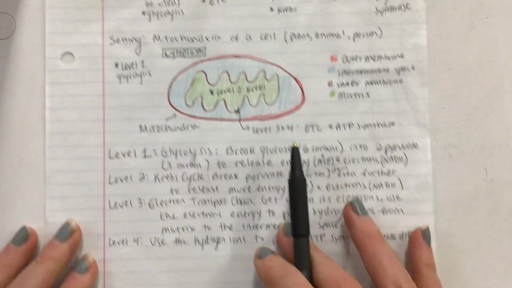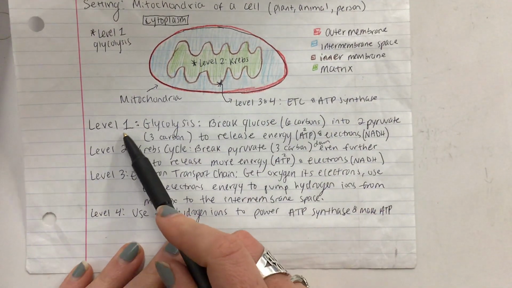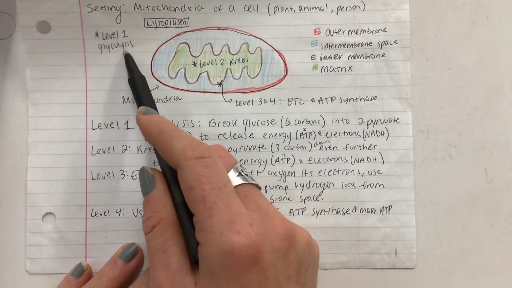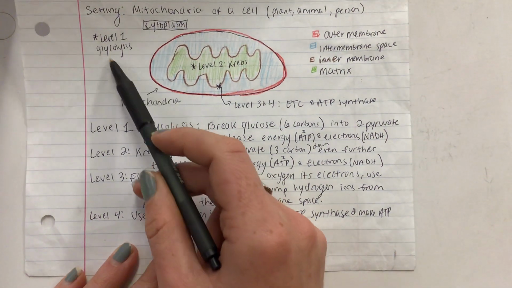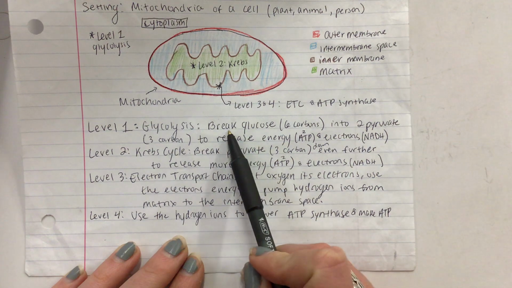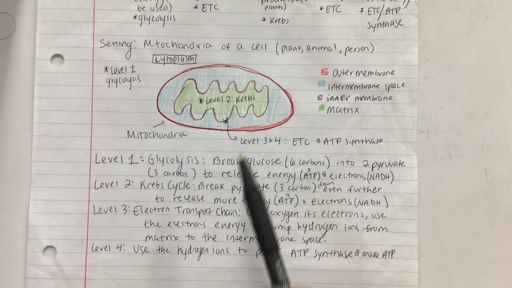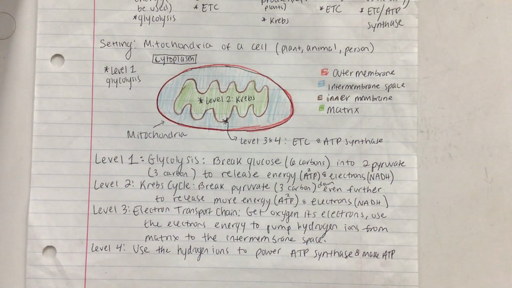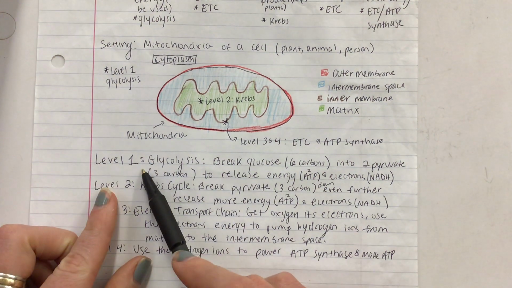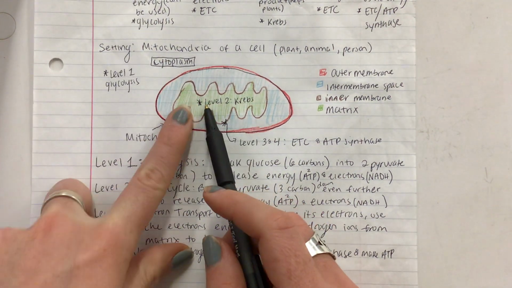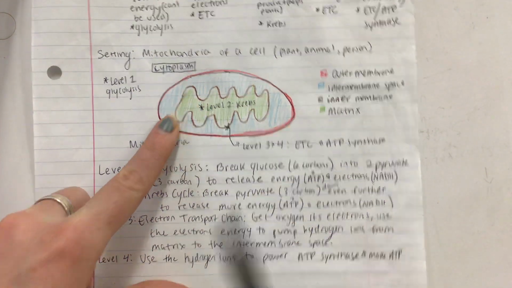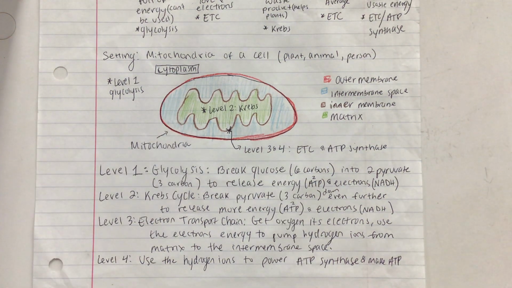Now, again, level 1, glycolysis, takes place out here in the cytoplasm near all the other organelles. Break glucose. Just have to quickly, simply break it apart. Next, level 2, you're all the way in here in this green substance. It's actually not green in real life, but here it's green. You're going through a cycle of events. They move quickly. You have to work to break pyruvate down even further, releasing energy and electrons.